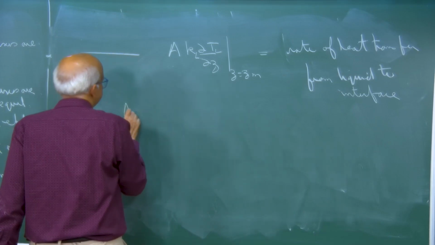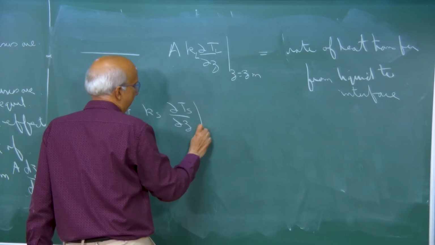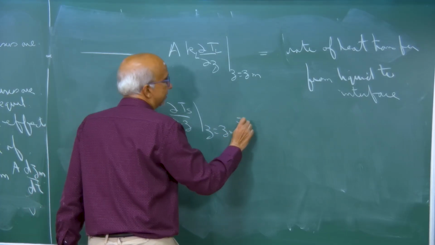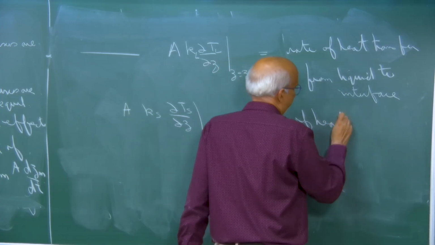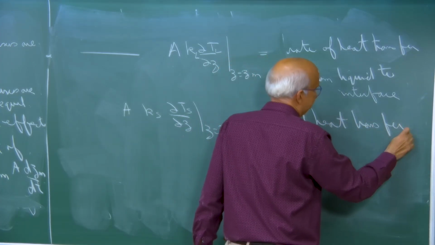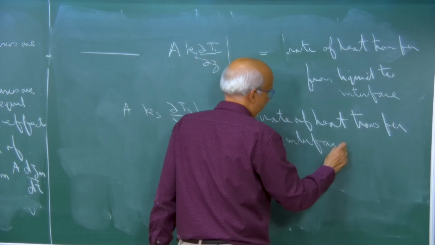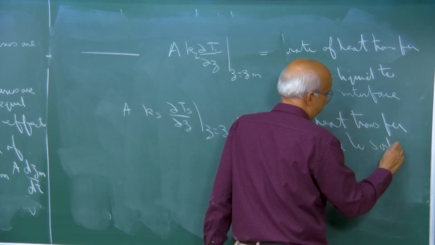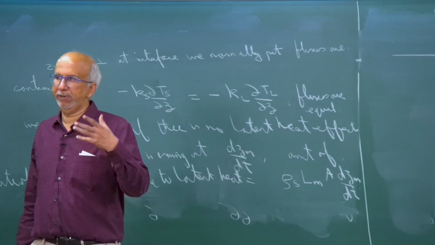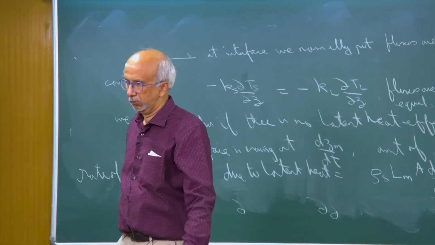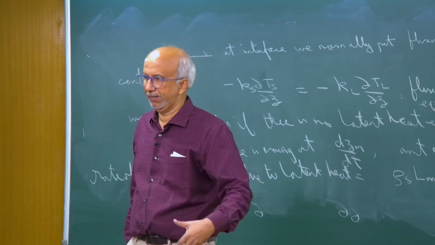So, similarly, A times Ks times dTs by dz at z equal to Zm equals rate of heat transfer from interface to the solid, okay, and there is heat being liberated, which also has to be removed. So, this is the heat coming in, heat is being taken out because of the conduction of solid, and then there is heat being generated because of this thing.